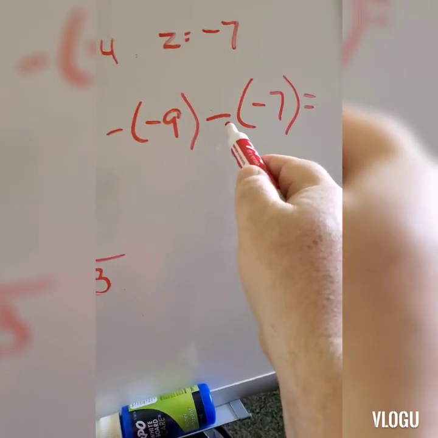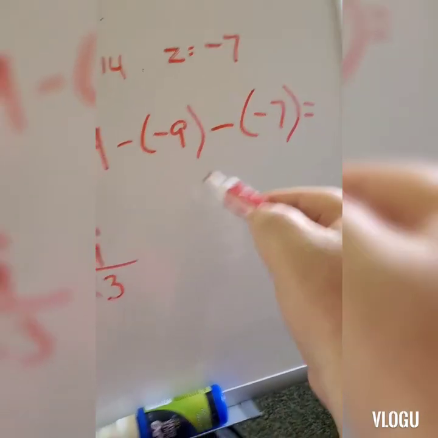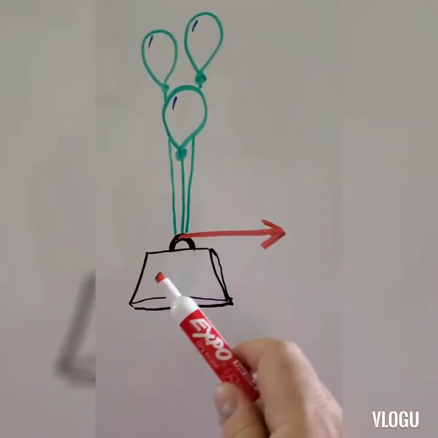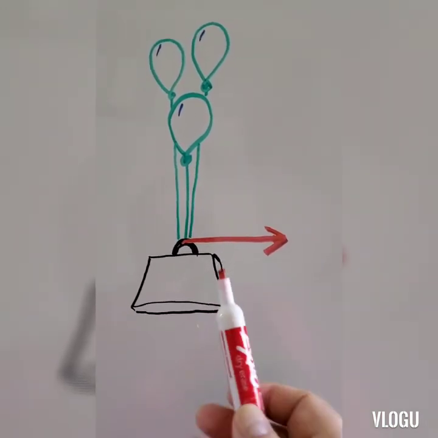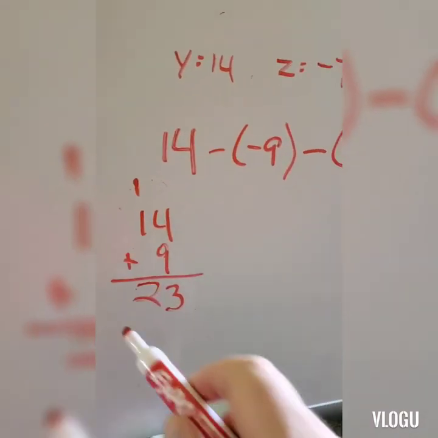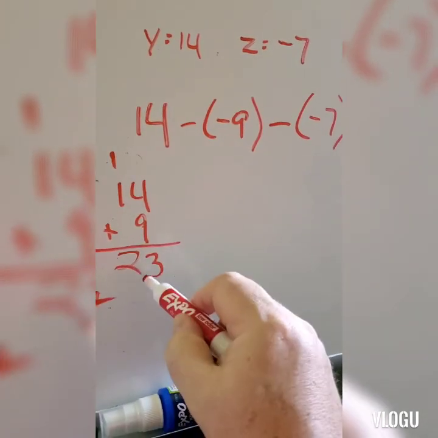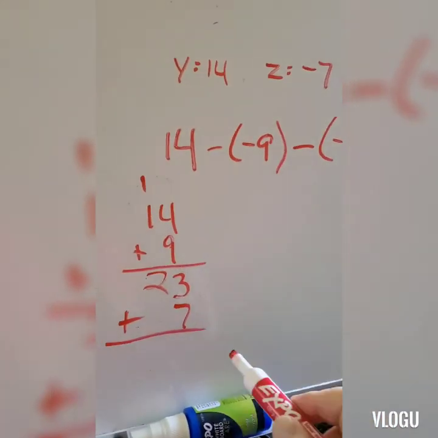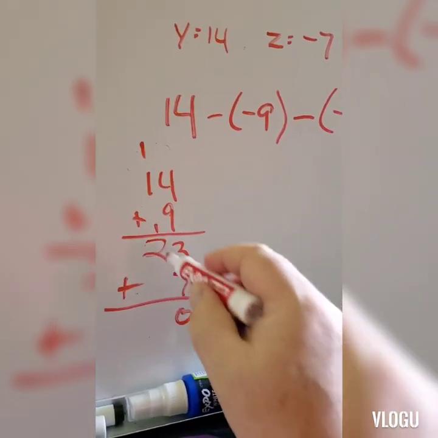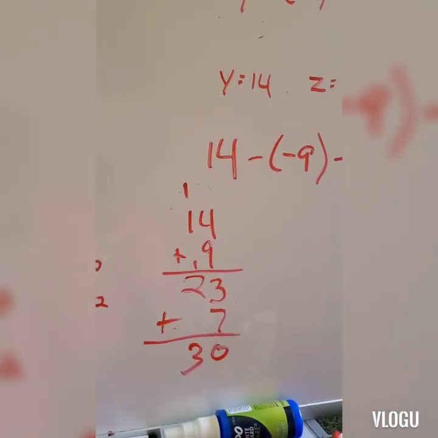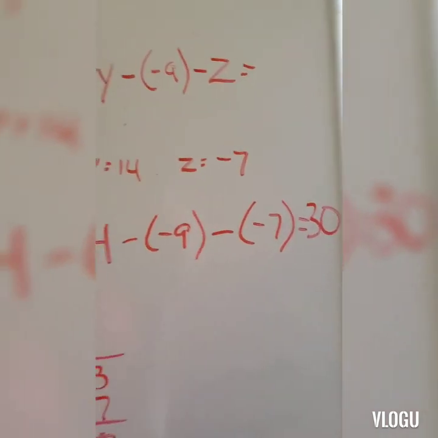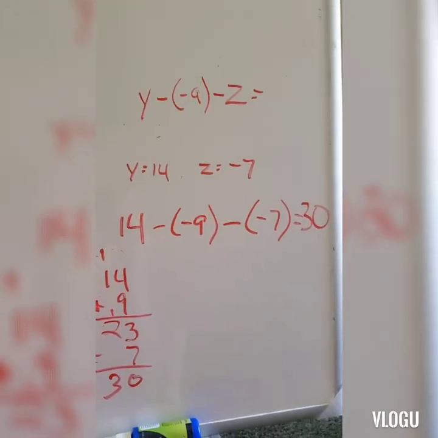I'm at 23 when I take away negative 7. So my starting number is now 23, and I'm taking away negative 7. So I'm taking away more negatives, and my 23 is going to go up. Well, how do I make my 23 go up? I add 7. 3 plus 7, 10, carry the 1. 3. My answer is a positive 30. So my answer to this problem is 30. Does that make sense?